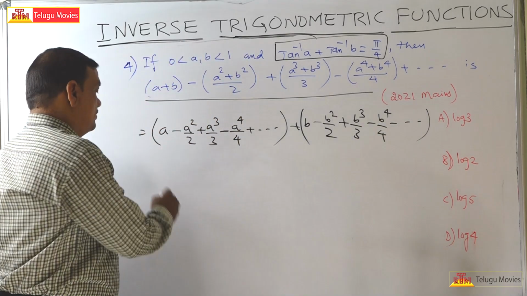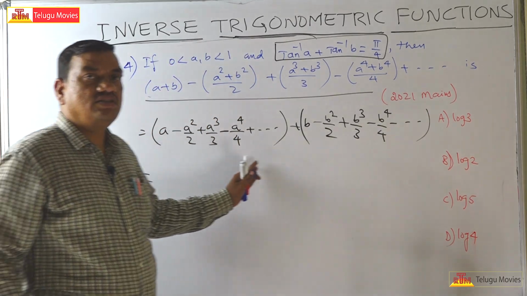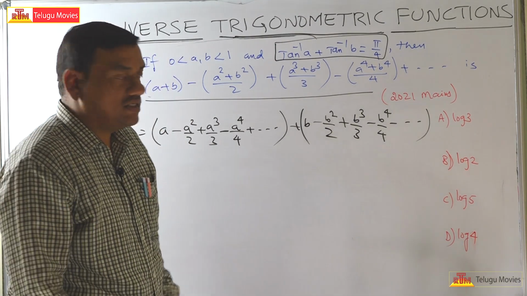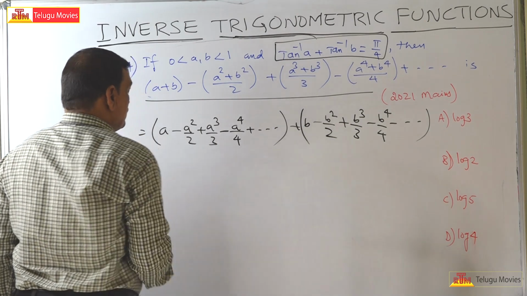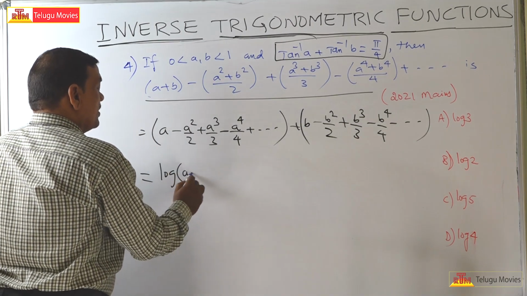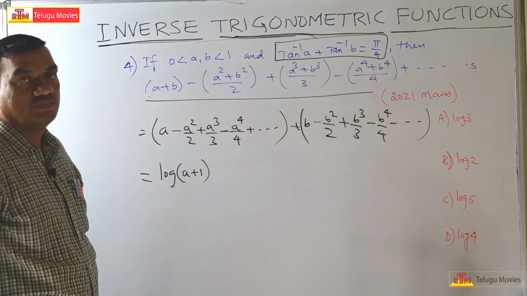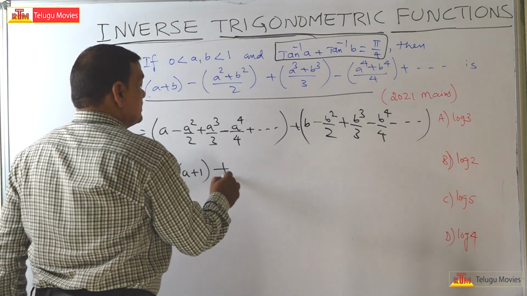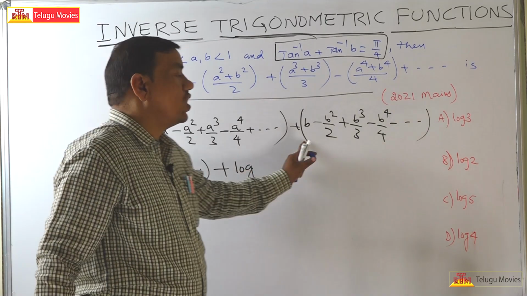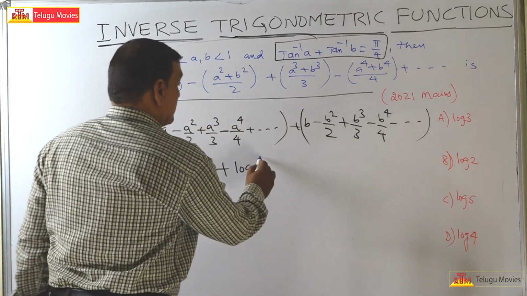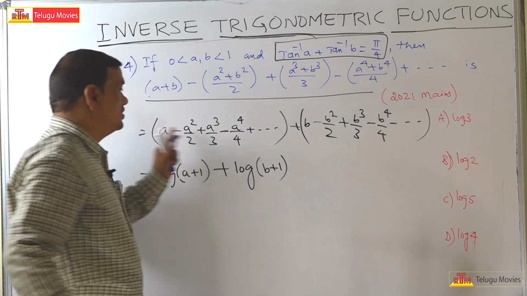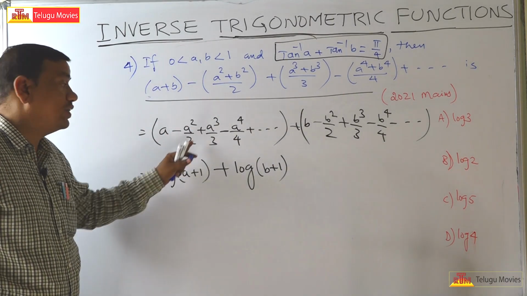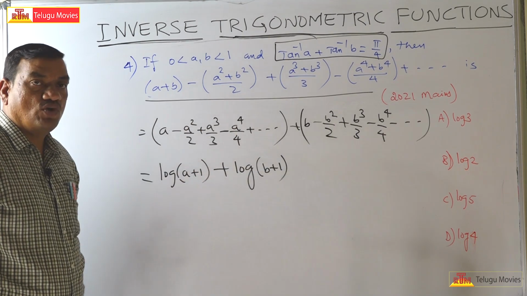What is this value? You have to remember this. This is the expansion of log of a plus 1, and this is the expansion of log of b plus 1. Log of x plus 1 is equal to x minus x square by 2 plus x cube by 3 minus x power 4 by 4, and so on.